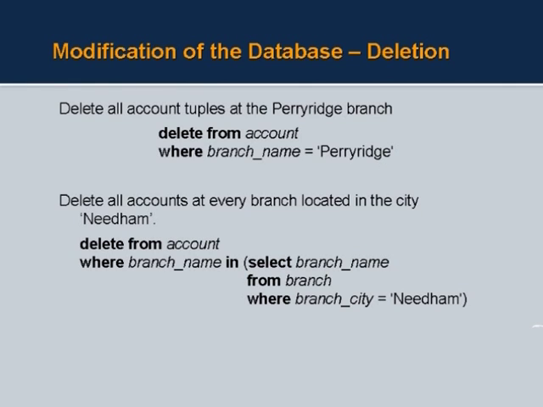So this says delete all account tuples at the Perry Ridge branch. So delete from account where branch name equal to Perry Ridge. All the account tuples vanish. Now, what will happen to depositor tuples when this happens? If the account vanishes, what will happen to the depositor tuples? The foreign key constraint. Yeah, so if there is a foreign key constraint, this will not be allowed.